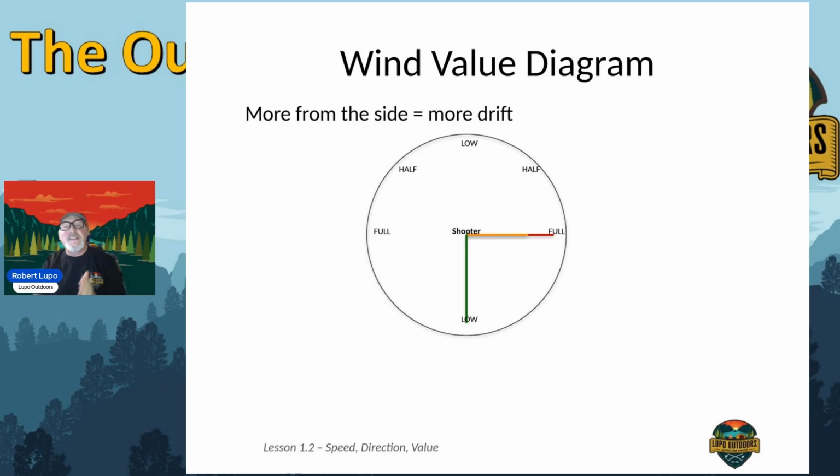Winds at 12 and 6 are labeled low. Those are mostly headwinds or tailwinds, so they don't push your bullet left or right very much at all. So if it's mostly from the side, think full value. If it's halfway between front and side, think half value. If it's mostly from the front or back, that's low value.